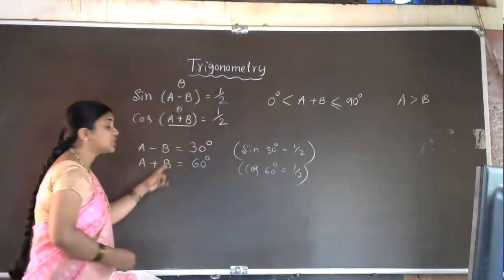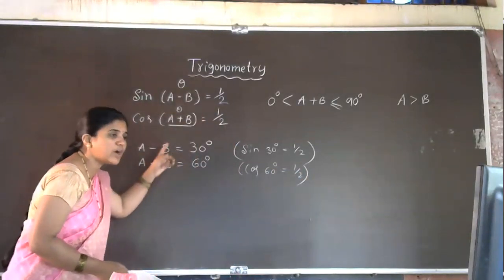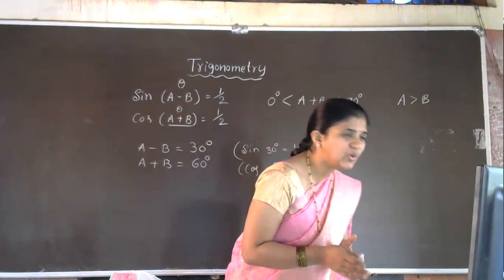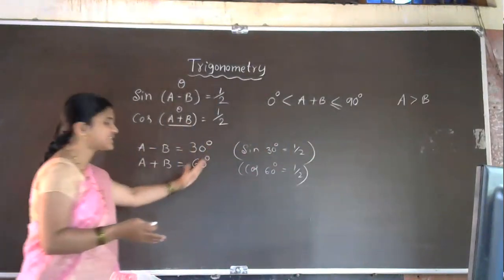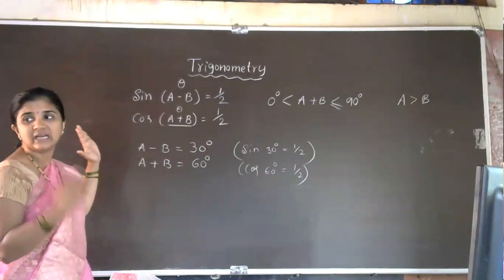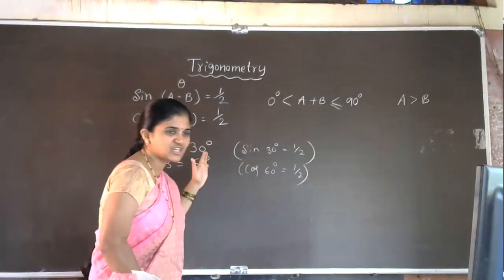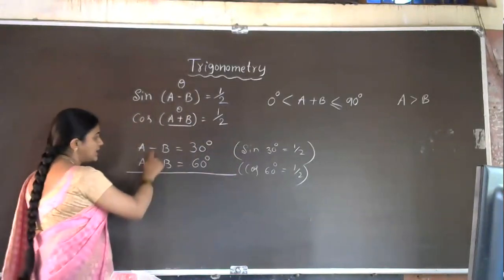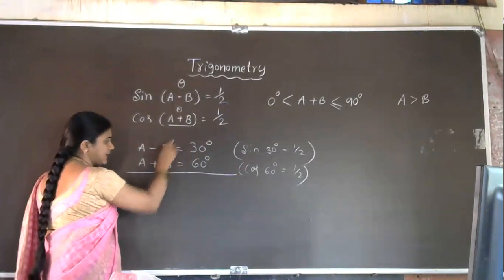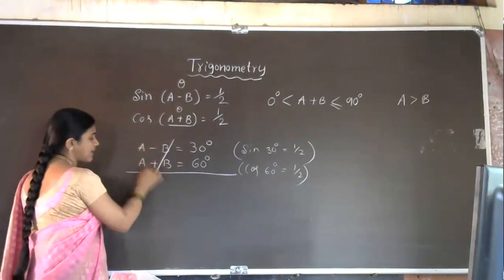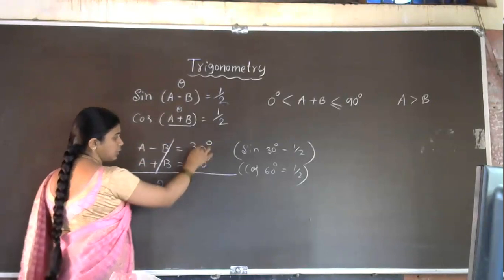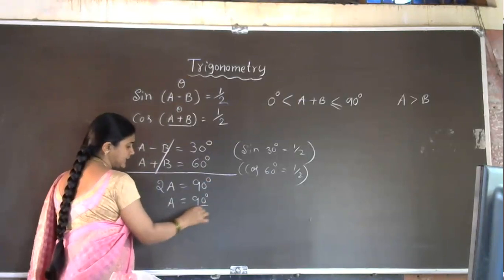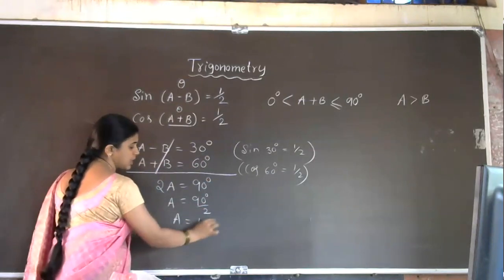Now we got the two equations, right? So what do we have to do with these two equations to get the A value and B value? You all know, whenever we observe this type of equation, we can recall the elimination method. Can we apply the elimination method to solve this one? Minus B and plus B, can we cancel this? Yes, so now A plus A, 2A, is equal to 60 plus 30, that is 90 degree. Therefore A is equal to 90 degree divided by 2. A is equal to how much?